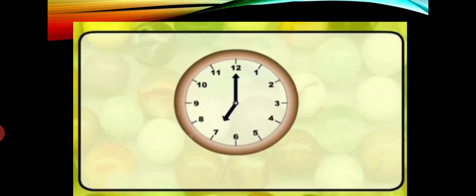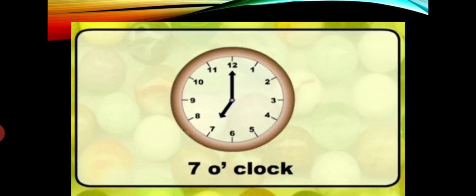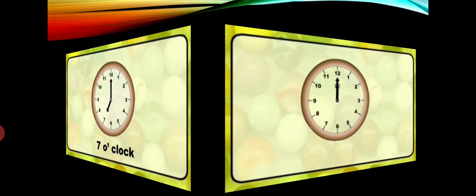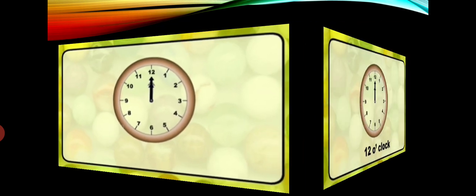Now tell me the time. In this clock you can see the minute hand is at 12 and the hour hand is at 7. So the time is, yes, it is 7 o'clock. Next. Now tell me the time. Read the time given in this clock. Both the hands, hour hand and minute hand, are at 12. So, when both hands are at 12, the time is, yes, 12 o'clock.